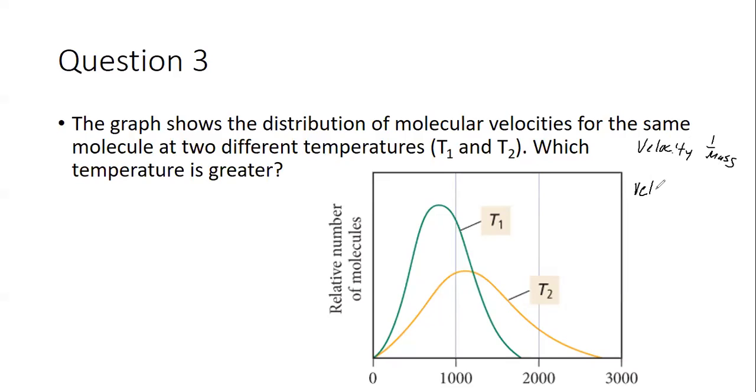Well, velocity and temperature are directly proportional. The hotter you are, the faster you go. So here, in T2, more molecules on average are going faster than in T1. In T1, on average, they're going slower. So that means T2 is the hotter temperature based on our velocity equation.